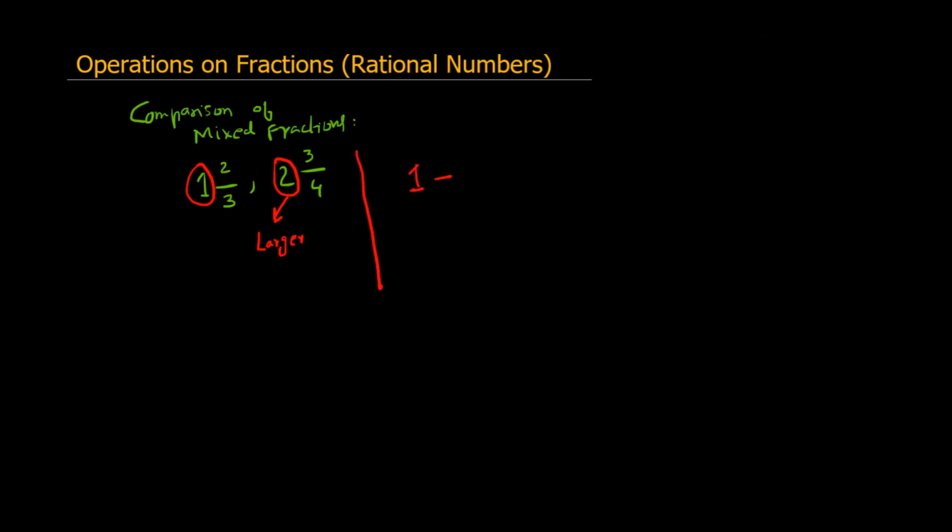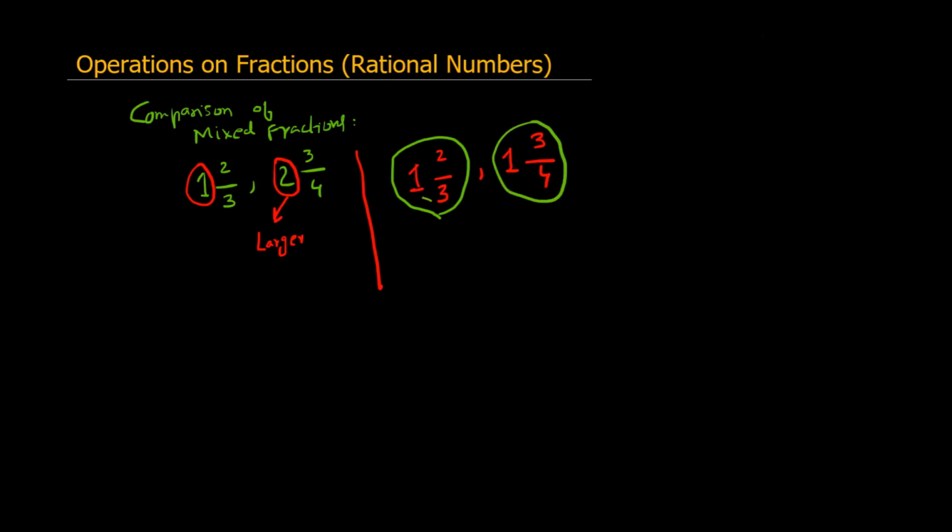For example, 1 2/3 and 1 3/4. Now we cannot say simply by looking at these fractions which one is larger. So in this case, how do we proceed? First we have to convert both of these into improper fractions or common fractions. So how do we do that?